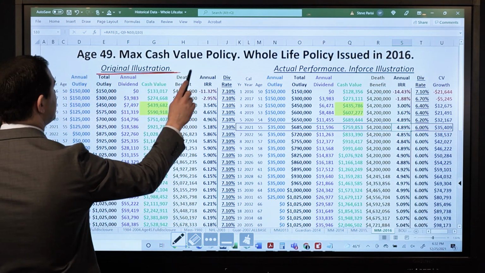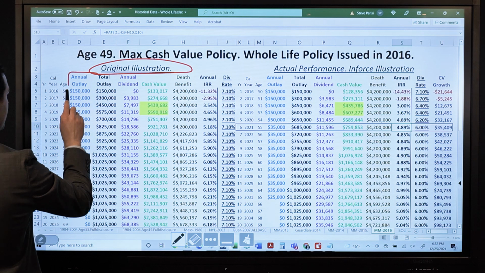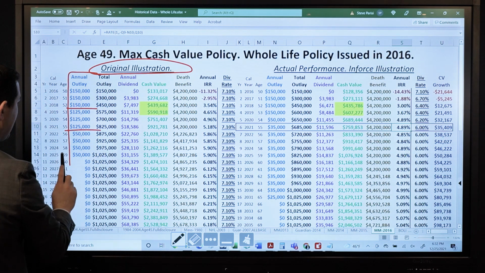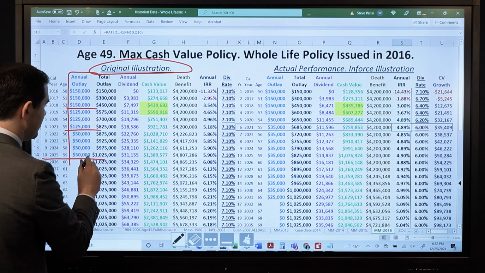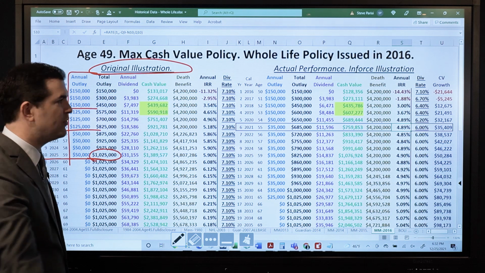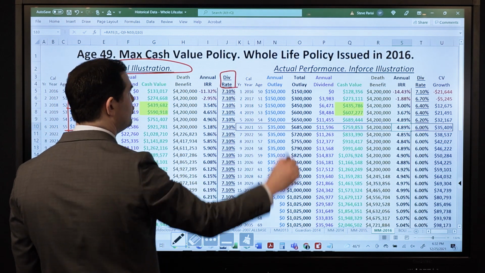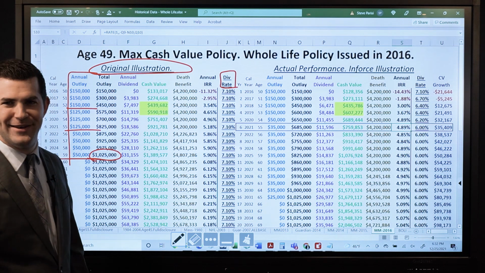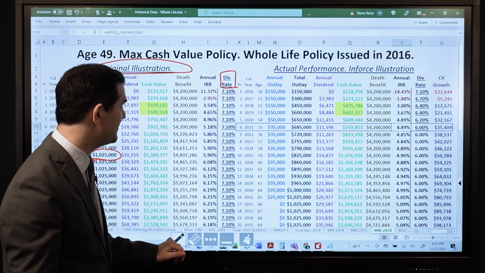So, original illustration, plan funding was $150K for 3 years, then 125K for 3, and then 50K through policy year 10 for a total of $1,025,000 in. Now, the original illustration assumed a 7.1% dividend all the way through. Obviously, that hasn't happened. It would be nice, but it has not happened.